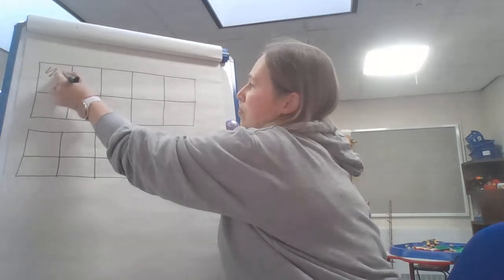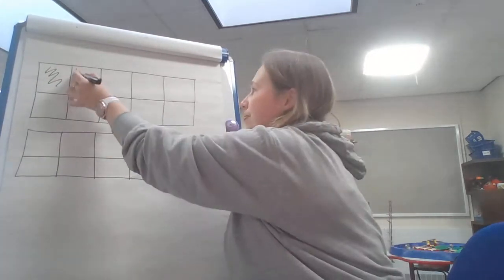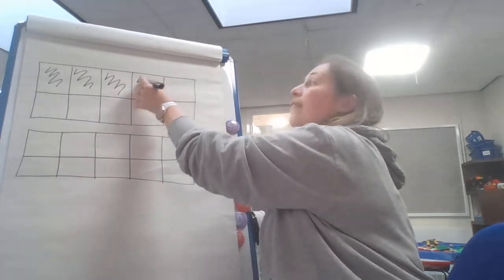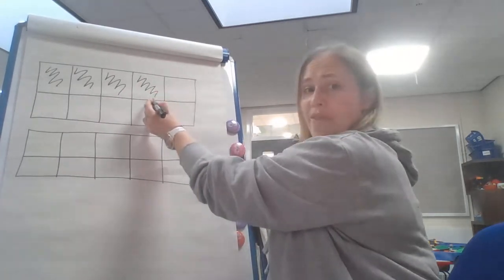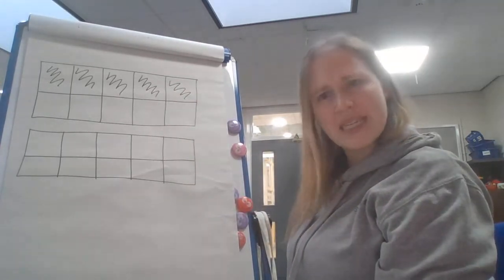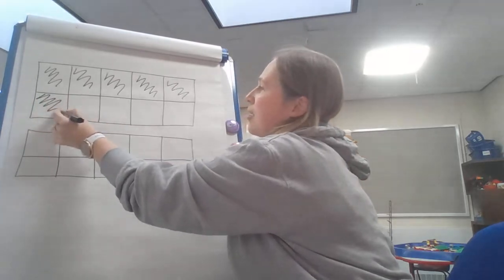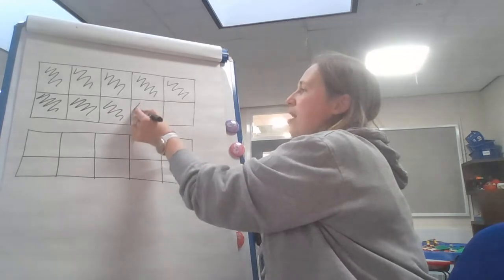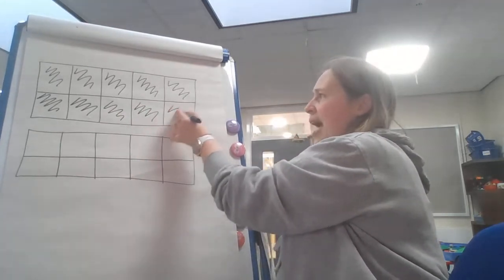1, 2, what comes after 2? 3. 1 more than 3 is 4. Oh, 1 more than 4 is 5. Oh, well, I've got to 5, but I'm not at 16 yet. Oh, what comes after 5? 6, 7, 8, 9, and 10. Oh, look at that.